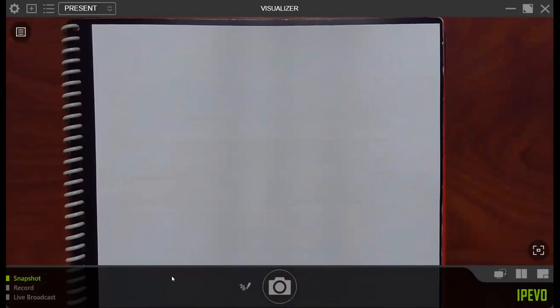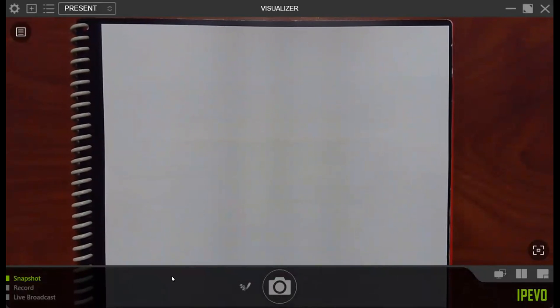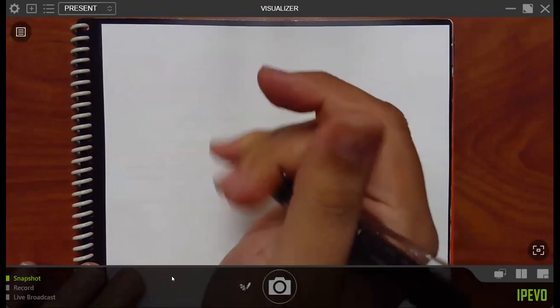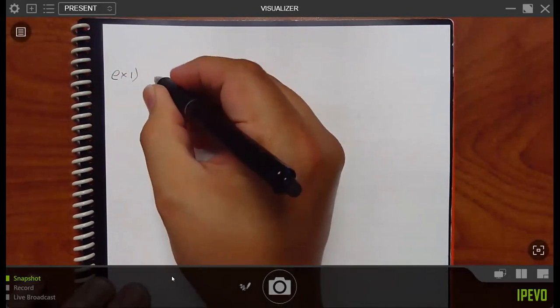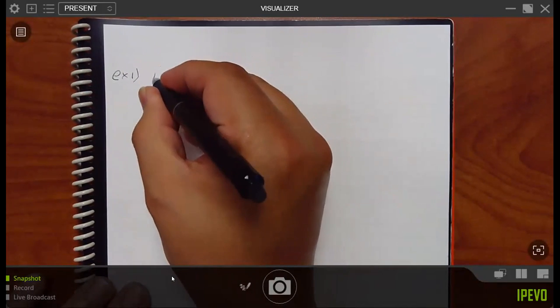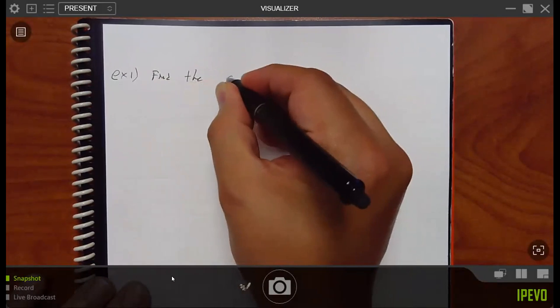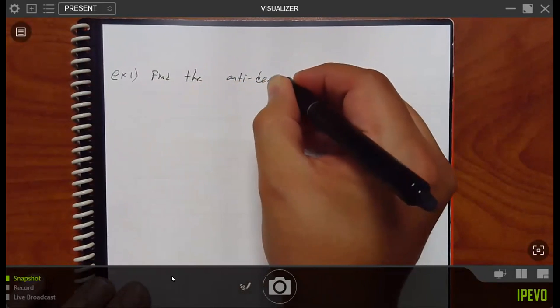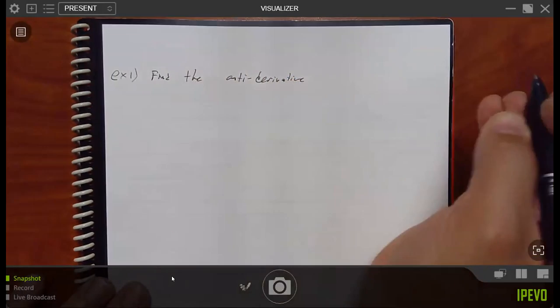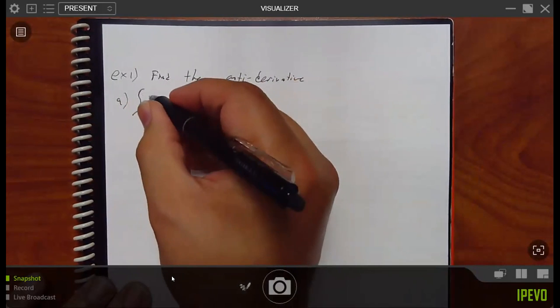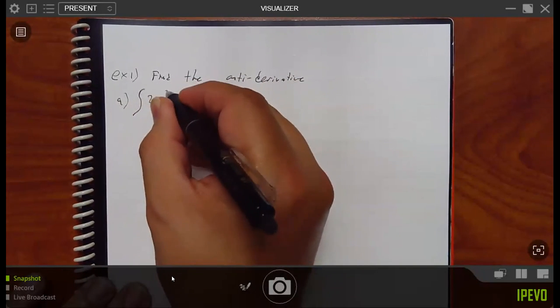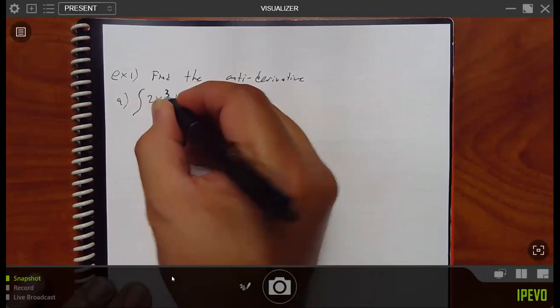Let's start some examples. The first few questions in your homework are going to be about finding the solution to a differential equation. But I guess before we get there, let's do some really basic stuff. Find the antiderivative. Just get used to it. So part A, integrate 2x cubed.